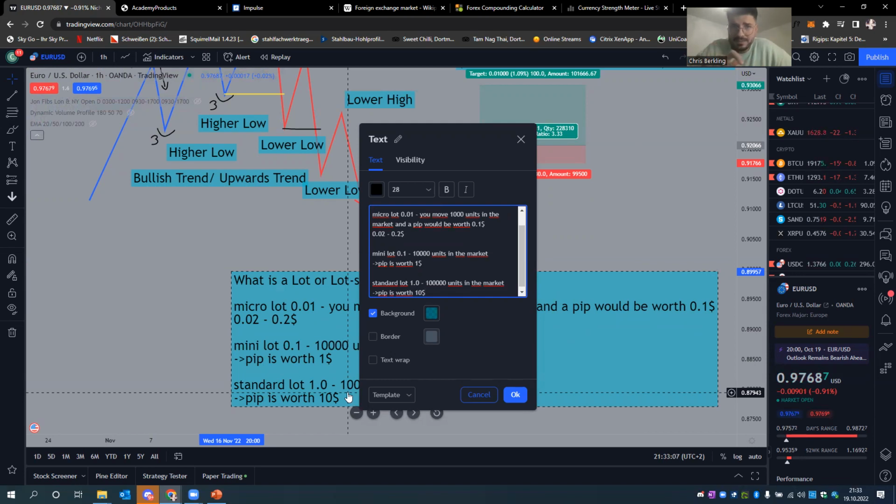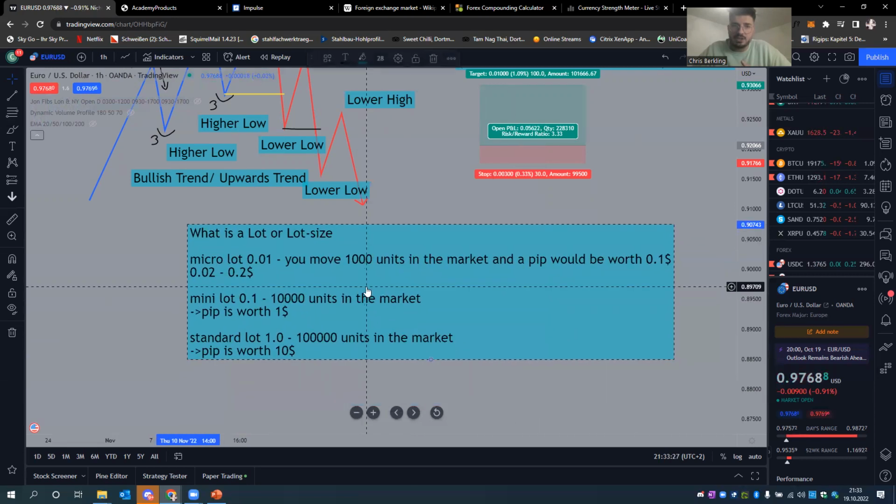It's a little bit deeper, but just so you know what a pip is worth. The smallest lot size, 10 cents. The next bigger step is $1 per pip. And then the biggest one is $10 per pip. You can increase this. You can go to a 10 lot size and would be $100 per pip. This is roundabout. This is something you can just keep in mind as a reminder.